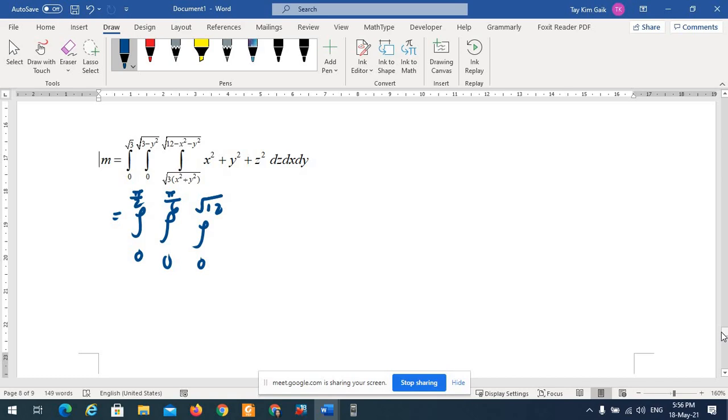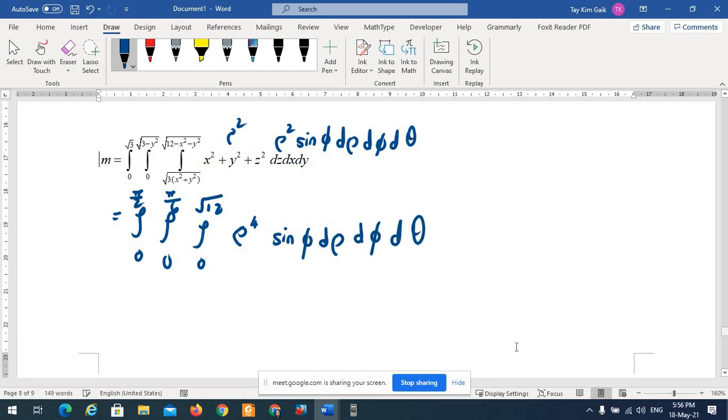So x squared plus y squared plus z squared is rho squared, and then times dz dx dy. Now this one is rho squared, and dz dx dy is rho squared sin phi d rho d phi d theta. So in total it is rho to the power 4 sin phi d rho d phi d theta. So in this case, you can continue to integrate it.